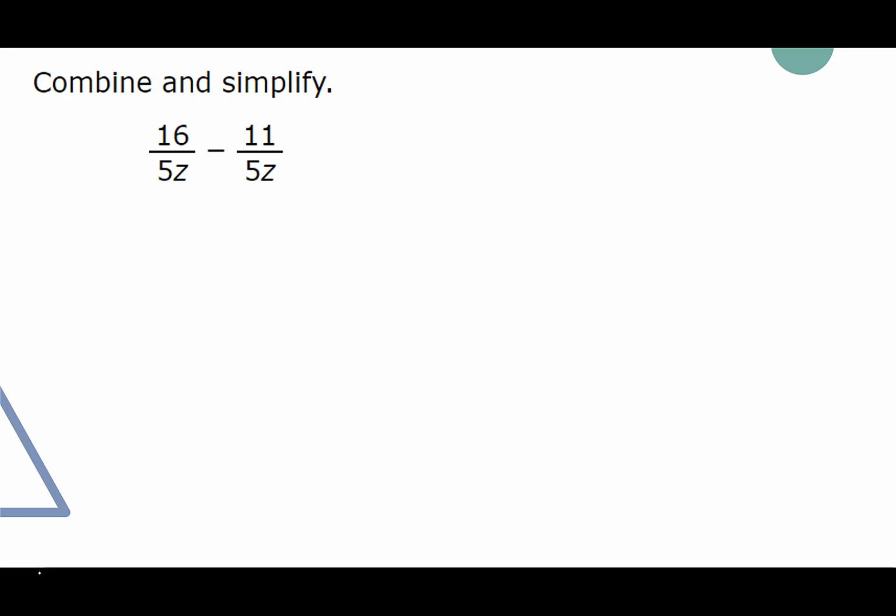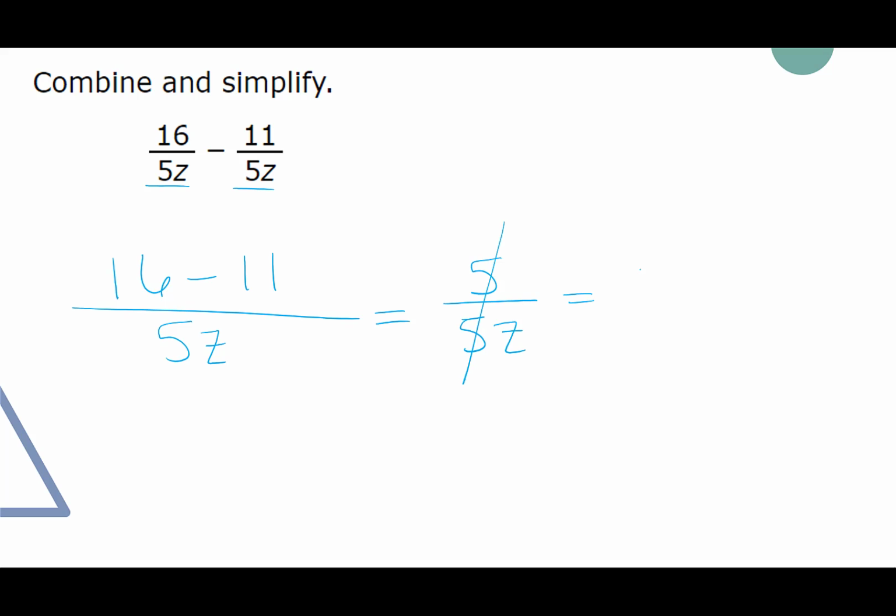Do you see they both have a denominator of 5z? And so because of that we can combine the numerator to be 16 minus 11 over the common denominator of 5z. 16 minus 11 is 5 over 5z. The last step is to check if you can simplify it, and because these are both monomials and they have a common term of 5, you can simplify this answer to 1 over z.